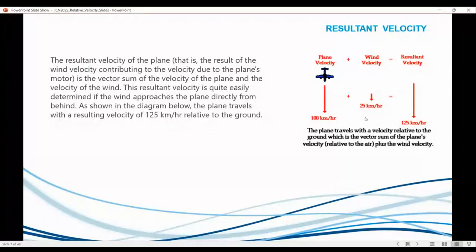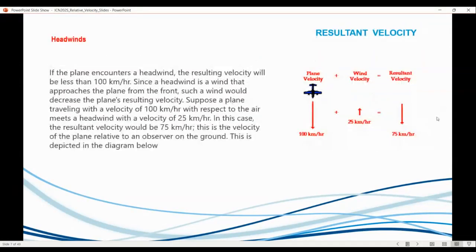Let's look at the next one. That's basically illustrating the resultant velocity of the plane, which is the result of the wind velocity and the plane's motor velocity, and that's the vector sum of the two. The reason it's easy to add is that they're in the same direction, so we can simply add them. So the resultant velocity is 125. The plane travels with a velocity relative to the ground, which is the vector sum of the plane's velocity relative to the air plus the wind velocity. So it's very important what everything is relative to.